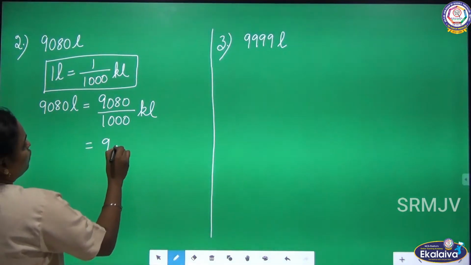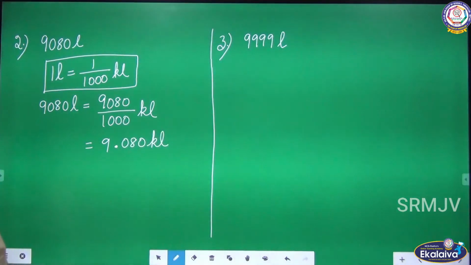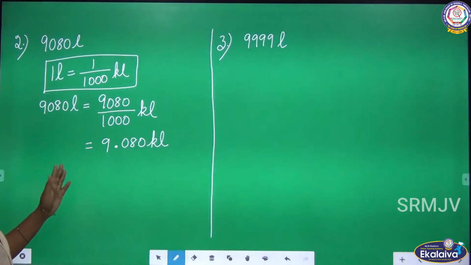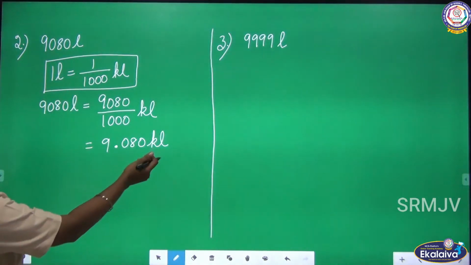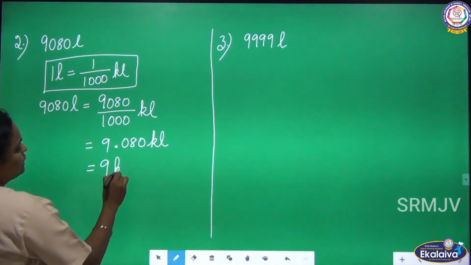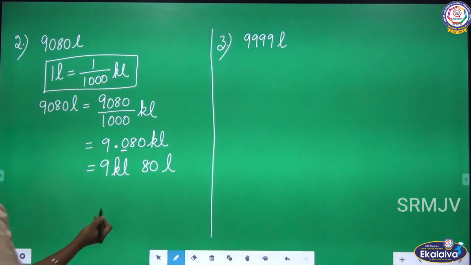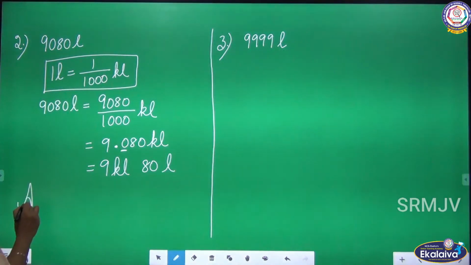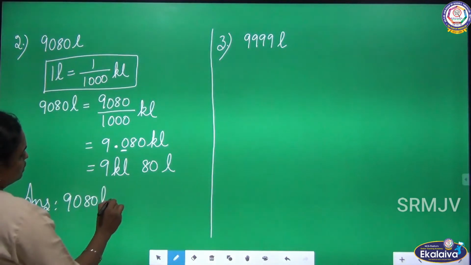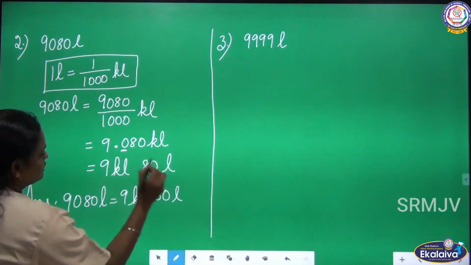So 9.080 kiloliter. So how many kiloliters, how many liters, children? Before the decimal, that is the left side of the decimal, is kiloliter, then the right side of the decimal is the liters. So 9 kiloliters, then 80 liters. No need to write the 0 here, okay. So the answer is 9080 liter equal to 9 kiloliter, then 80 liter.